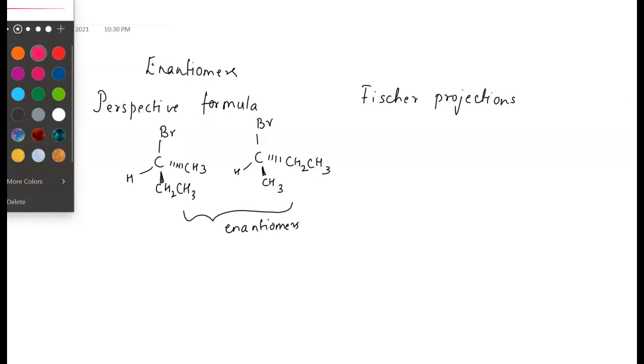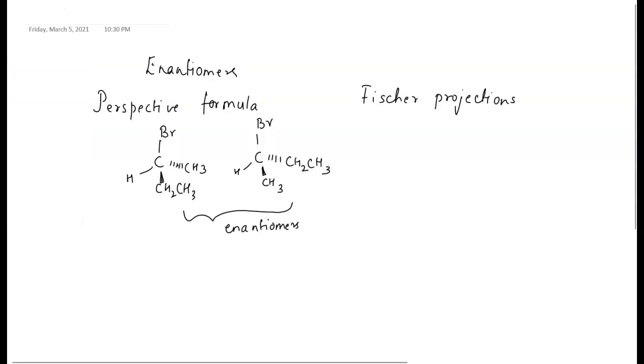Let's do that. So in this case, let's give the priorities. We have bromine number 1, CH2, CH3 number 2, CH3 number 3, and hydrogen as number 4. Now since hydrogen is not at the back, we will swap it with the group that is at the back. So you can have 4 here and 3 here. Now your lowest priority is at the back.